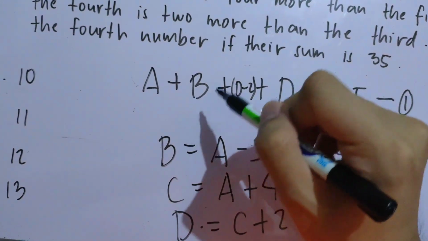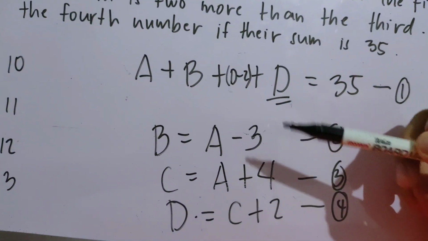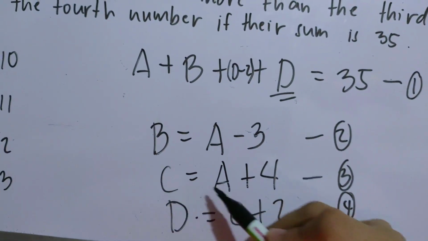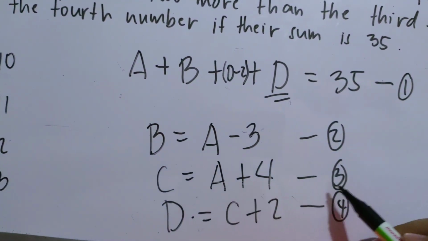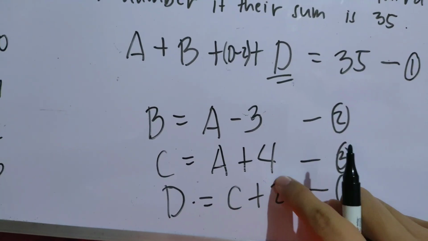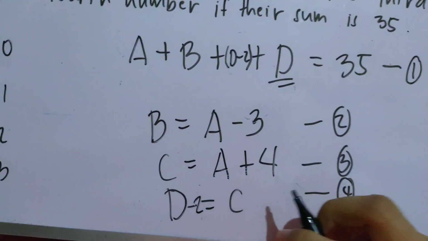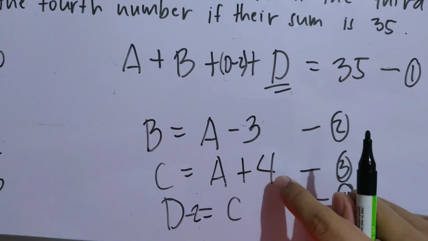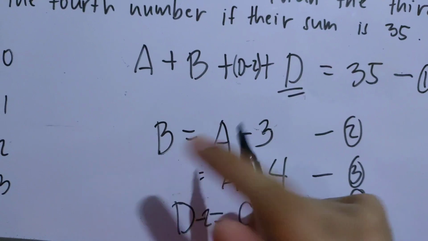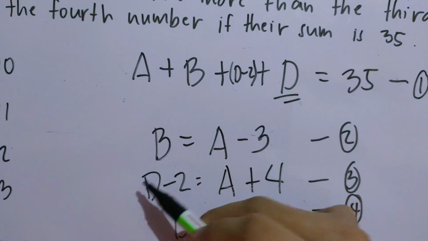Next, try natin yung letter B. Pwede ba natin palitan to in terms of D? Wala pang connection yung B tsaka yung D. Kaya lang yung A, meron siyang connection sa C. Di ba itong equation number 4, naging C is equal to D minus 2 na siya. So, itong equation number 3, pwede mong palitan ng D minus 2 itong C dito. So, meron nang connection yung A tsaka yung D.